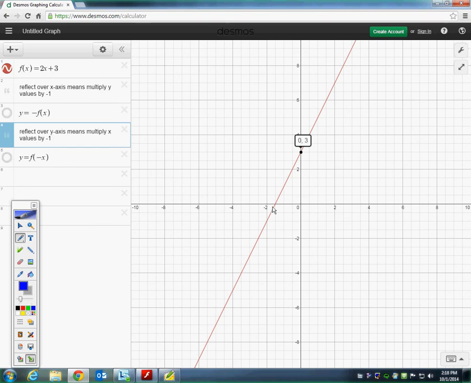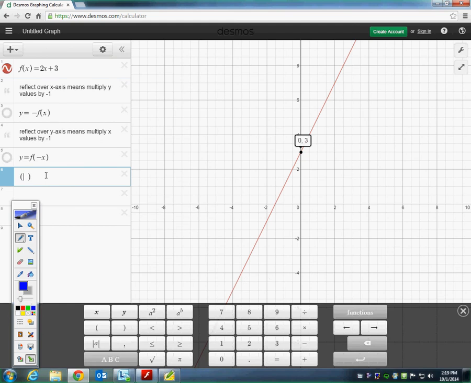Let's find another point here. So here's another point. Oh, there's a better one. Where's a nice spot? Here's a good one. So this is negative 4, comma negative 5. Here, I'll just define this point.